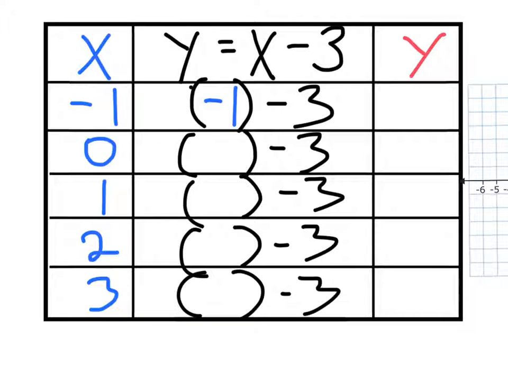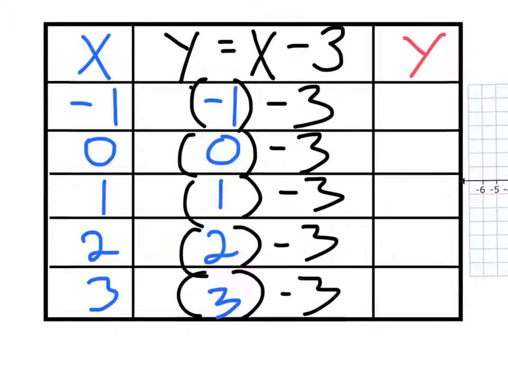Again, I see that we've got this equation. We're plugging the x into the open parentheses. So I know that in this next row, we're going to plug in a 0, and then a 1, and then a 2, and then a 3. Sometimes these equations can get a little bit tricky, so you're going to want to use your calculator to help you out. Now we can simply do the math.